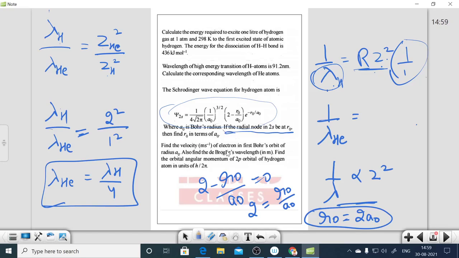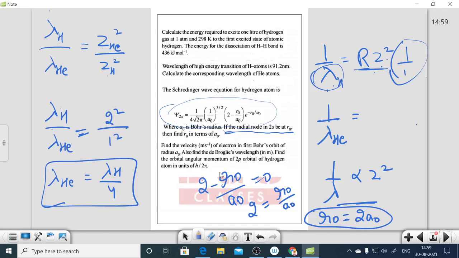Now find the velocity of an electron in the first Bohr orbit. We all know it is 2.18 × 10^6 meters per second. That derivation has already been stated in my lecture. Also find the de Broglie wavelength. If you have this velocity, you can easily find h upon mv.